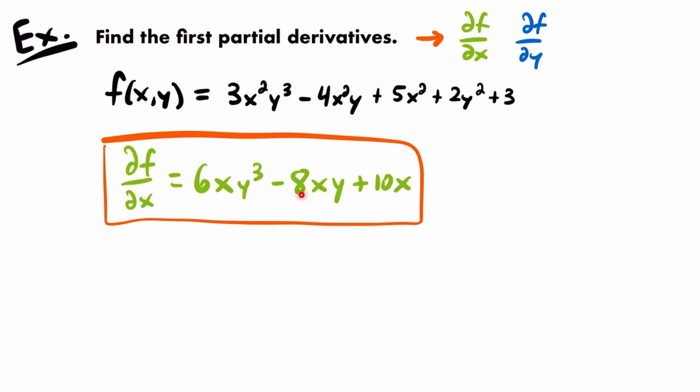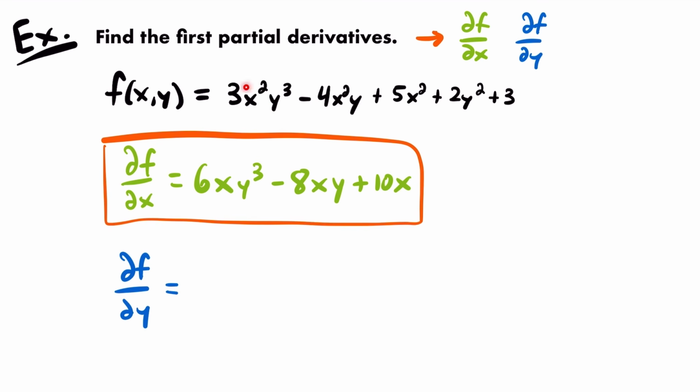All right, so we found the partial with respect to x, but now let's find the partial with respect to y. Let's find df dy. What will that be equal to? Well, now this time we're taking a derivative with respect to y, so we're going to treat all of the x's as constants. All right, so in this first term here, 3x squared times y cubed, just treat that x squared as a constant. It's just some number being multiplied by 3 that is the coefficient of y cubed.